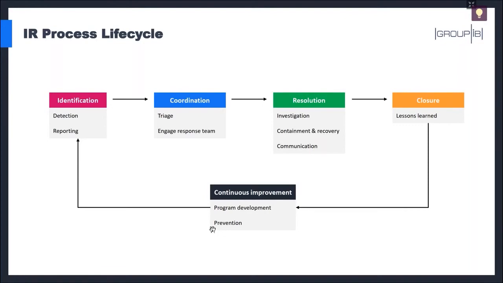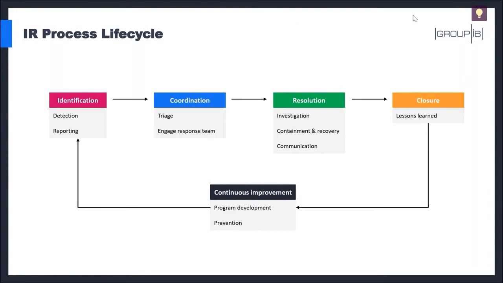Then after the investigation, we have the indicators of compromise and something like that. We perform containment and recovery. We eradicate the incident from our network. And finally, we do some communication in terms of public relations, law regulations, and so on. Finally, we close the incident and we do the lessons learned.